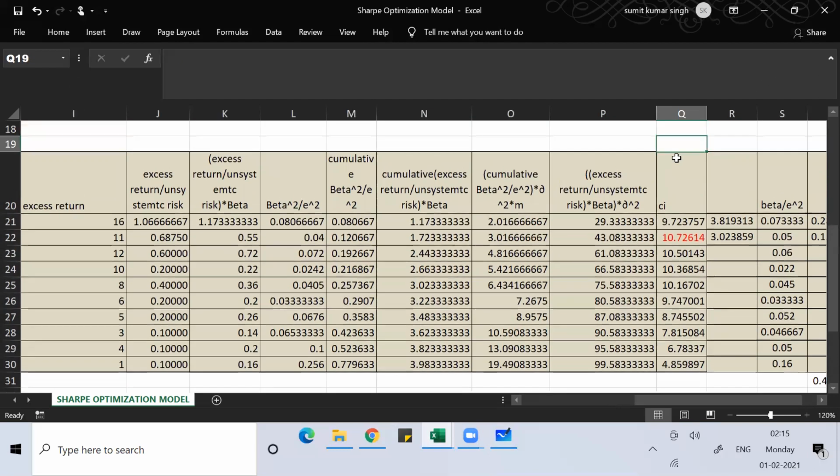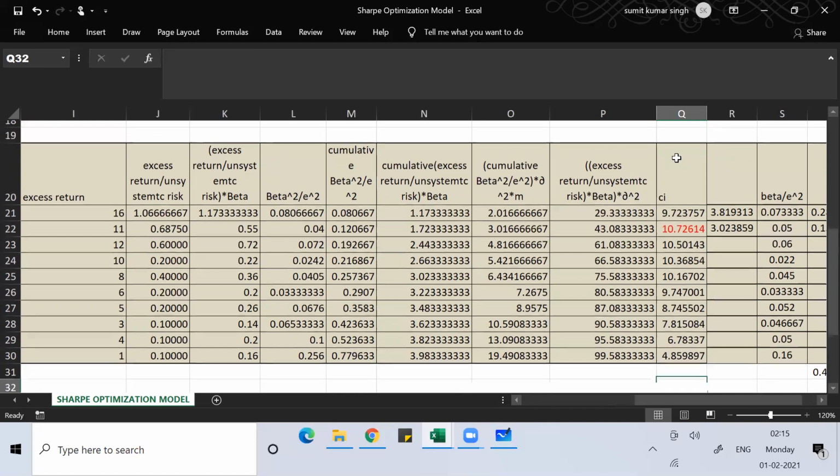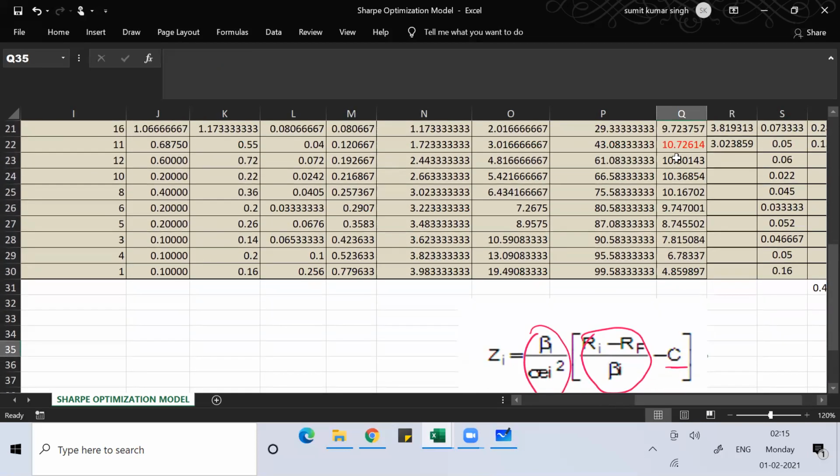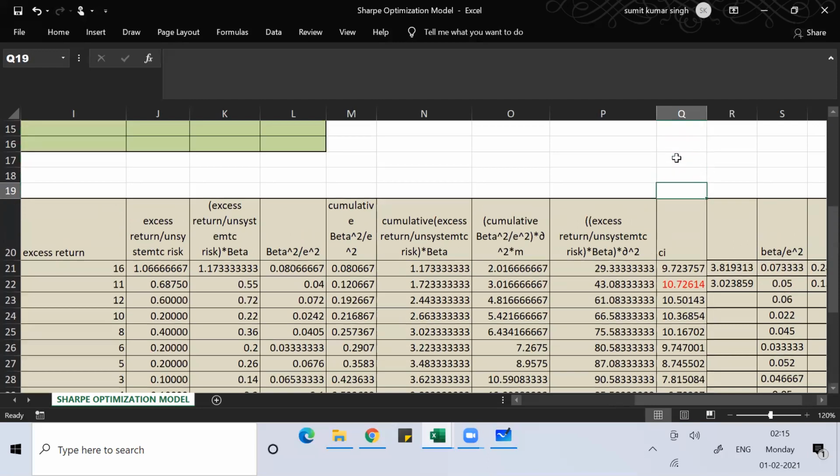Okay, so that's the calculation you have to do here. Once you get the cutoff rate, now what you need to do is find excess return by beta minus C. Ci, the cutoff rate, is the value which is the highest out of all the Ci values.